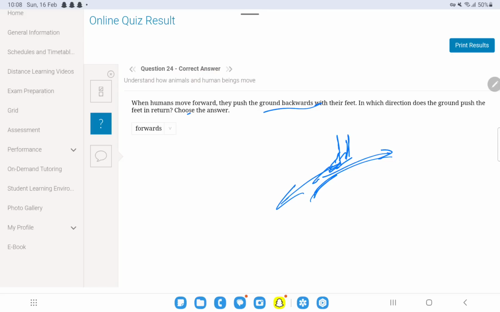In which direction does the ground push the feet in return? Again, Newton's third law: equal in magnitude and opposite in direction. So since the force is backwards, the direction is forwards.